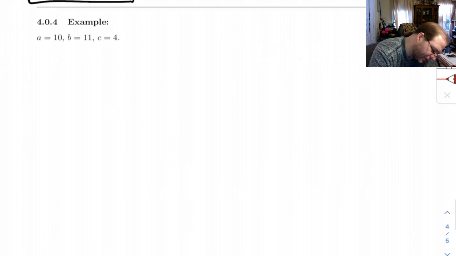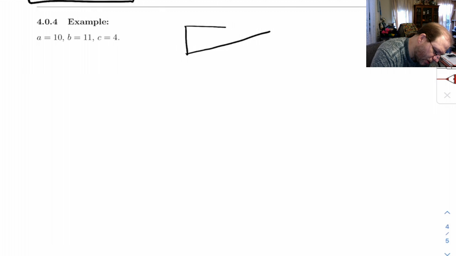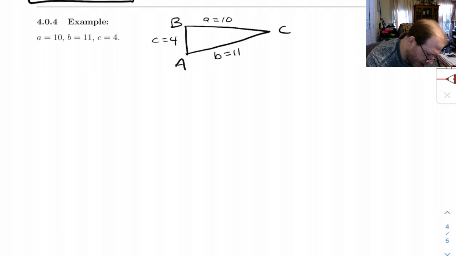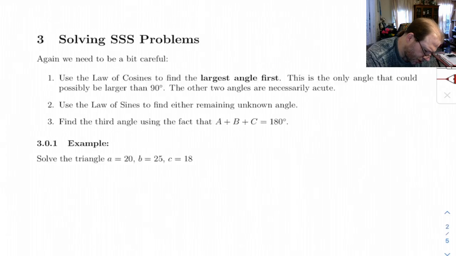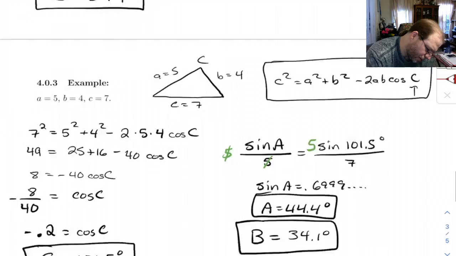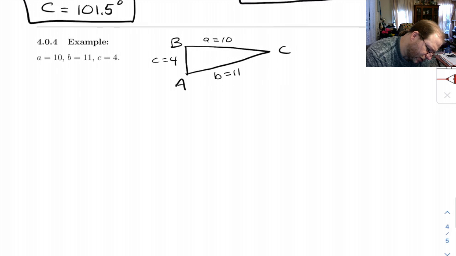All right, let's do this last one. A, B, and C. A and B are close together. So I'm going to draw this like this. Let's see, this is B, which is 11. This is A, which is 10. This is C, which is 4. So little c over there, or big C over there, big A there, big B here. All right, what are we supposed to do? We're supposed to find the largest angle first, right? Largest angle first? Yeah. So that largest angle is going to be angle B.